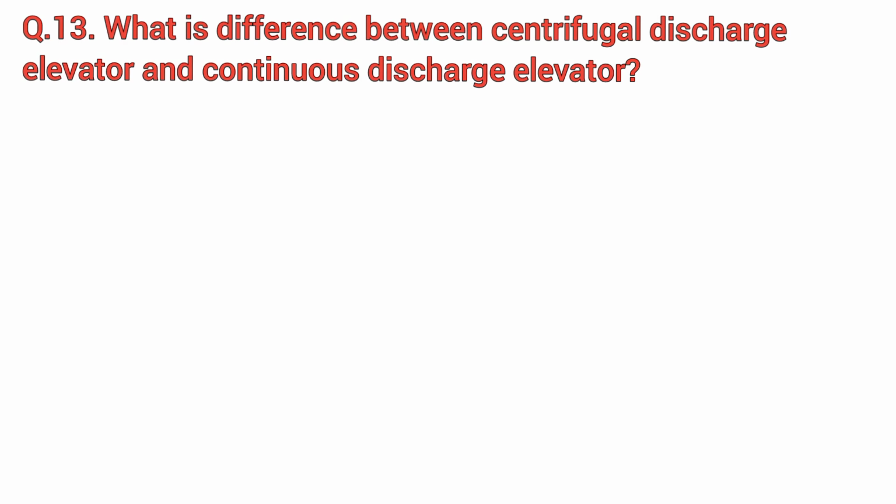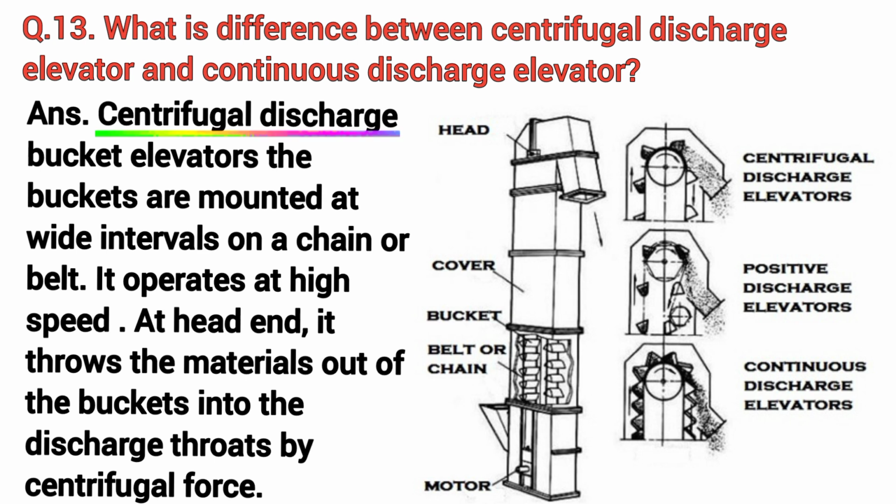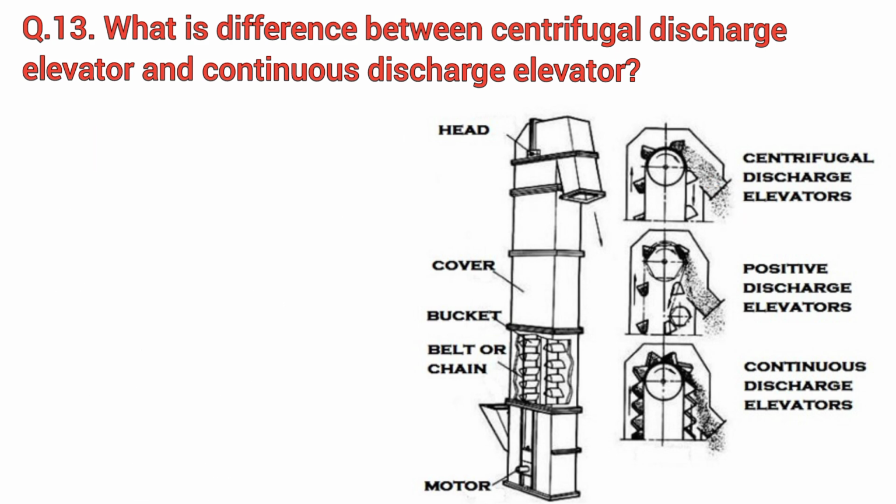What is the difference between centrifugal discharge elevator and continuous discharge elevator? Centrifugal discharge bucket elevators, the buckets are mounted at wide intervals on a chain or belt. It operates at high speed. At head end, it throws the materials out of the buckets into the discharge throats by centrifugal force.